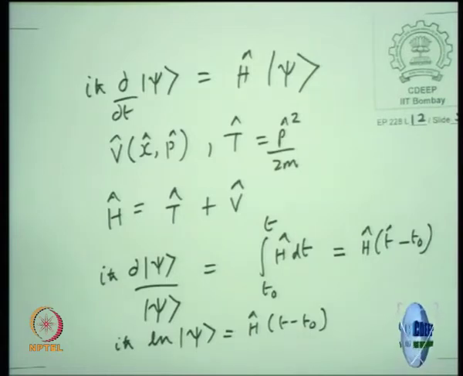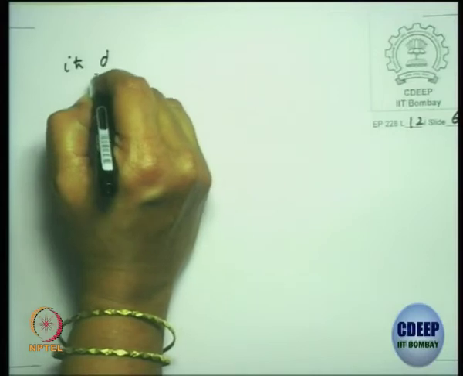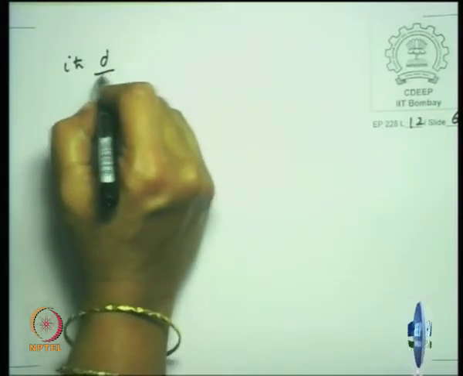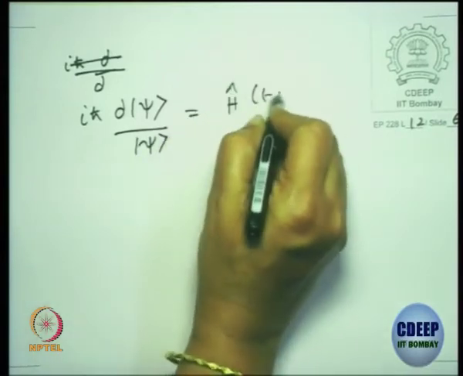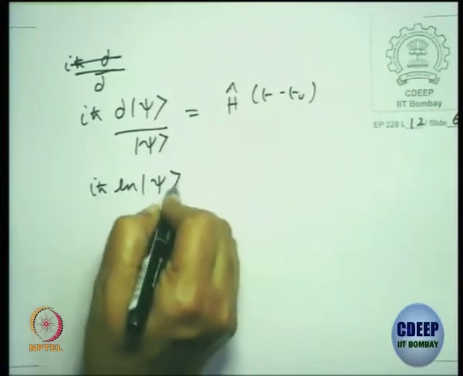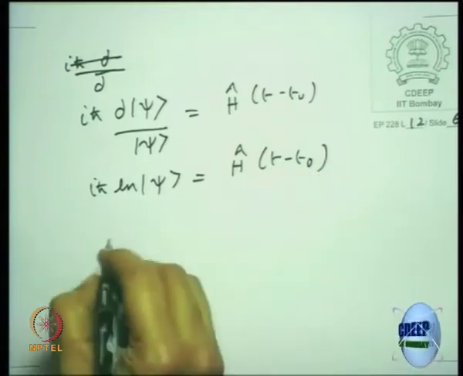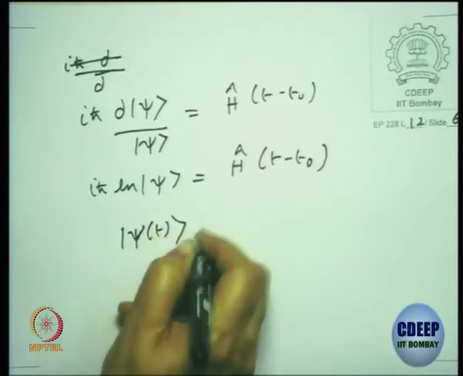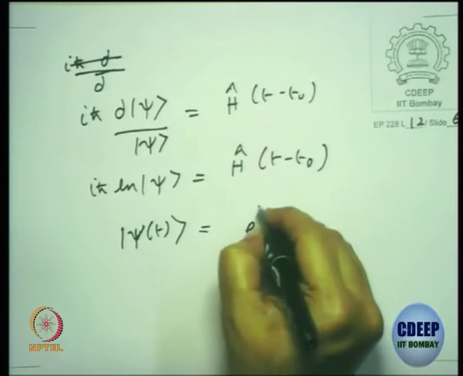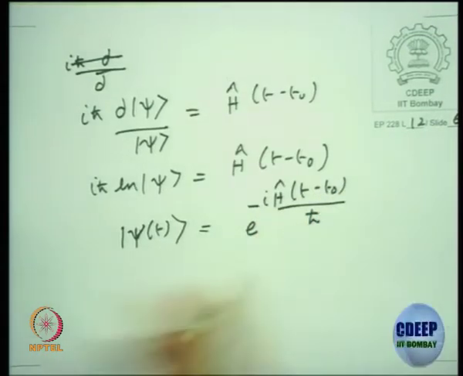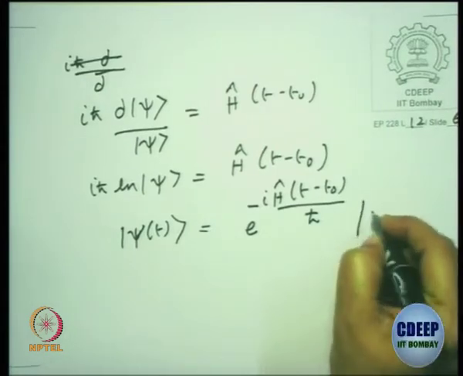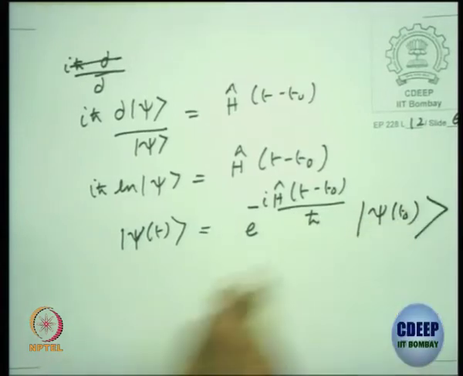Then take the exponential on both sides, and then you will get, so we have i h cross del psi by psi equal to H (t minus t naught). So i h cross log psi is H (t minus t naught). Psi as a function of time will be e to the power of minus i H (t minus t naught) by h cross times some constant, and you have to make sure that at t equal to t naught, the left hand side should match with the right hand side.